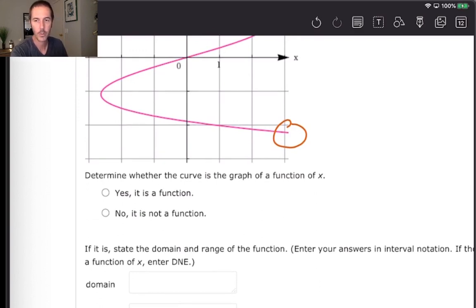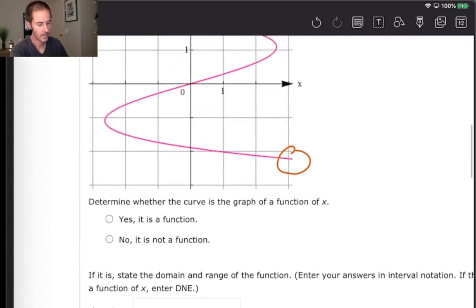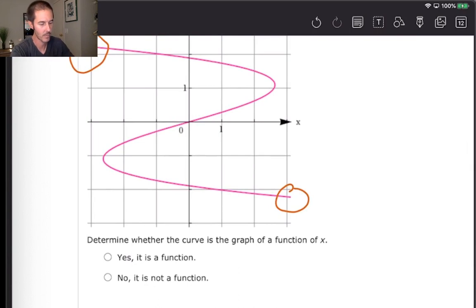If you went through the book that we're using and you watched some of the videos, read some of the text, you would be reminded of the definition of a function. Functions have to pass the vertical line test. This one definitely does not pass the vertical line test.